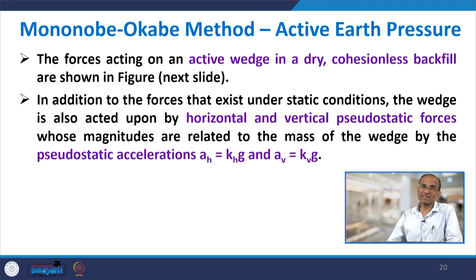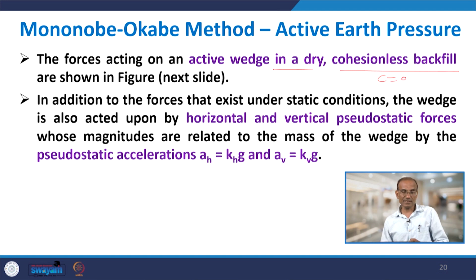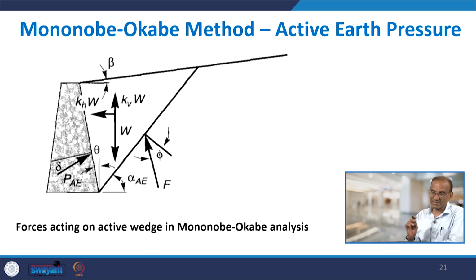The forces acting on the wedge in a dry cohesionless backfill, cohesionless means c equal to 0, are shown in this figure. Here you have all the forces as in the static case, but two more forces are added compared to the static case. One is KH W, which is the lateral force acting outward for the active earth pressure condition. KH W will act away from the backfill, and KV W could be upward or downward. In this case it is assumed upward, but KH W will always be considered away from the backfill for the active earth pressure condition.